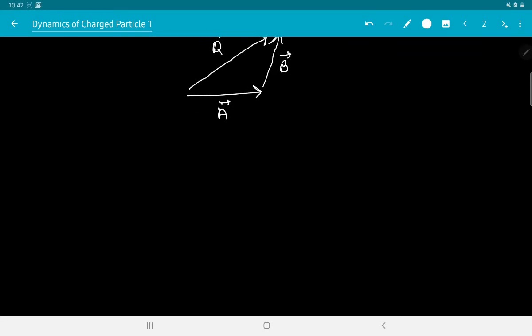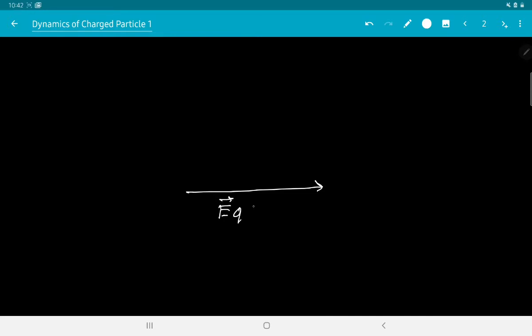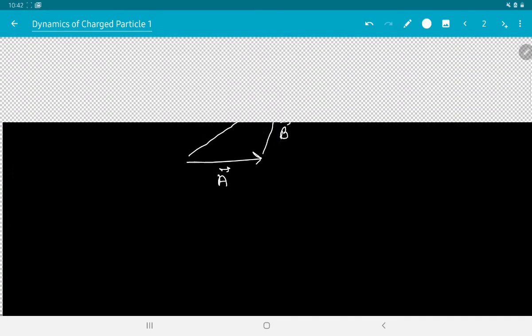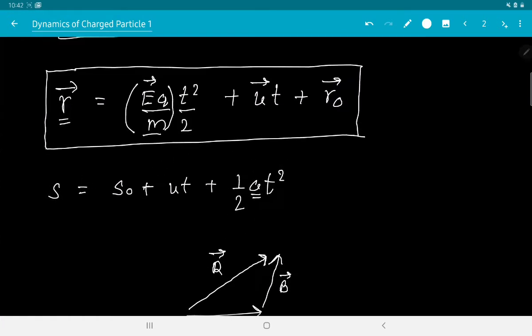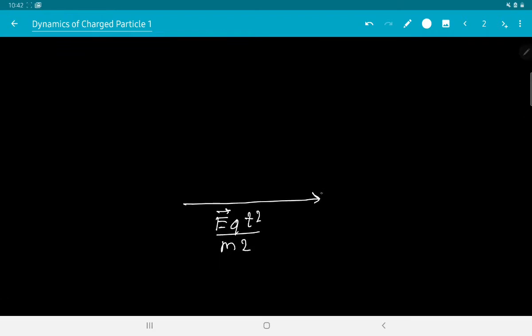So let us draw these two vectors. Let us say this is a into t square, that means eq t square by m, which is a vector. This is the first term of this equation. We have represented that as a vector. Then it is added to this second term. So let us draw this second term in some direction. This is not a fixed direction, it will be at some direction. This will be u into t, where u is the vector.